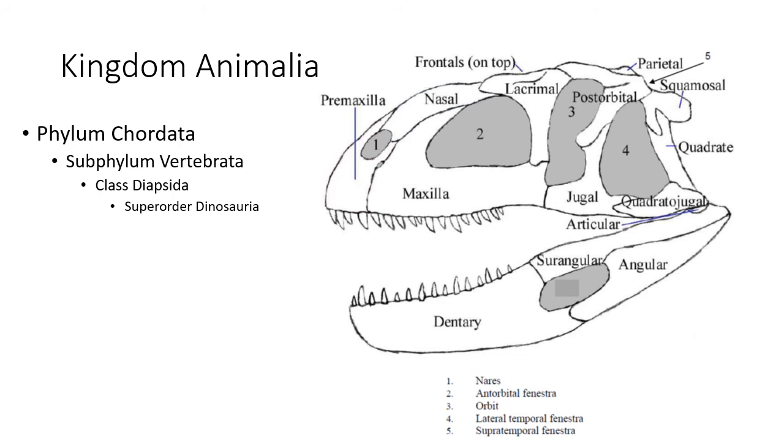Because 2 is an opening in dinosaur and a few other extinct animal skulls. It's called the antorbital fenestra. If we break down that word, ant as in anterior, or in front of, orbital, meaning the orbit or eyeball hole, and fenestra, which is Latin for window. So it's the window in front of the eye. Okay, it's number 2 on the diagram.